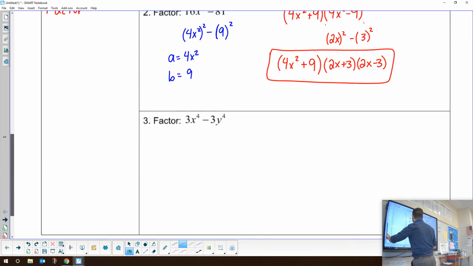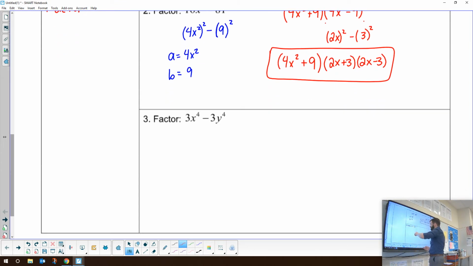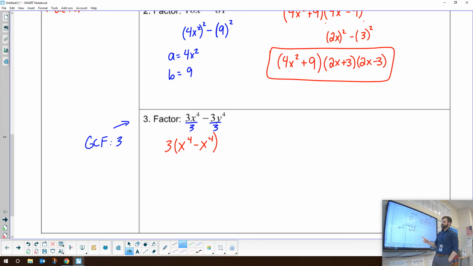Let's take a look at number 3. So number 3, oh, I need to remember my first step, and my first step is this has a GCF. And this one has a GCF of 3, right? They have a 3 in common, so I can divide both of these by 3 to get us started. So we have 3 times x to the fourth minus y to the fourth. Okay, x to the fourth and y to the fourth are both perfect squares, right?